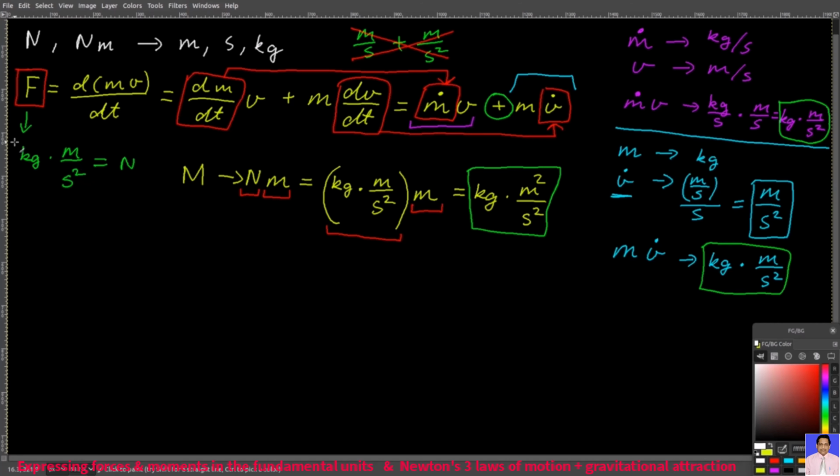Finally, if we look at the force units in terms of the fundamental units, kilograms times meters over seconds squared, then it really gives us good intuition about what force really is.